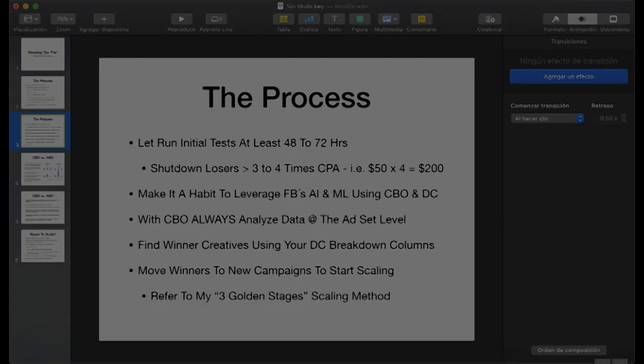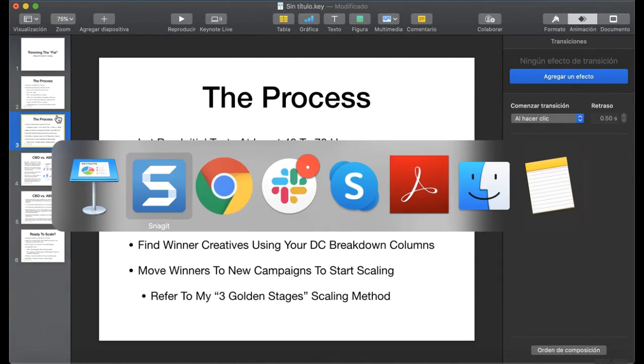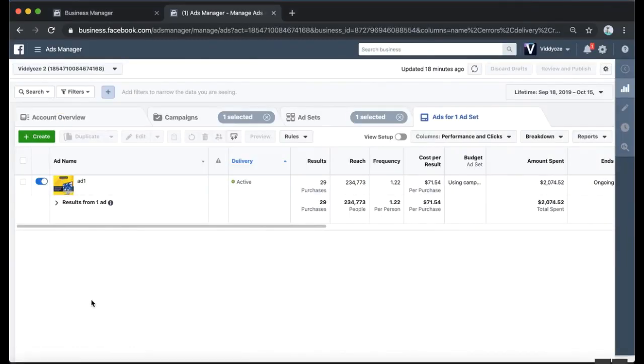Now let me go to Facebook. Okay, let me show you. This is a specific ad I'm running right now, and as you can see on this specific offer, my cost per purchase is right on spot.